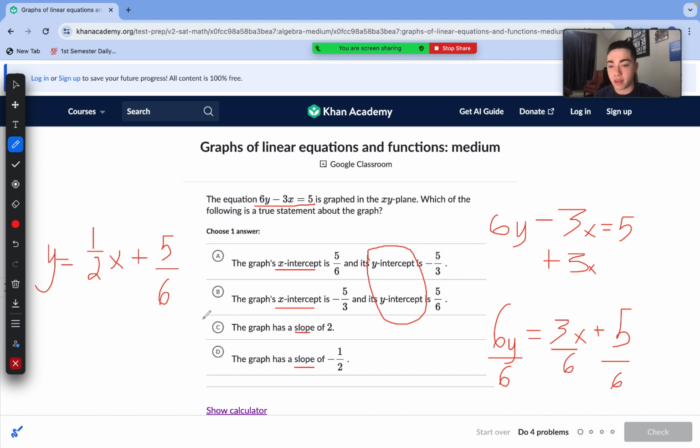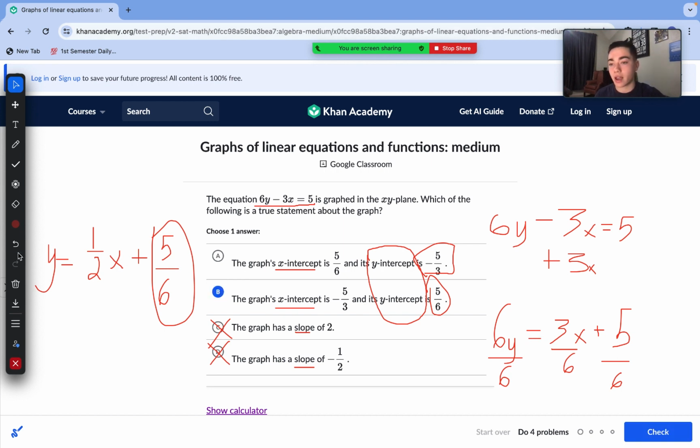So our slope is neither positive 2 or negative 1/2, so we can cancel out both of those. And now we check our y-intercept. Our y-intercept is not negative 5/3, but it is 5/6. As we see here, our b value is 5/6. That's all we need to know. Answer choice B is our correct answer.